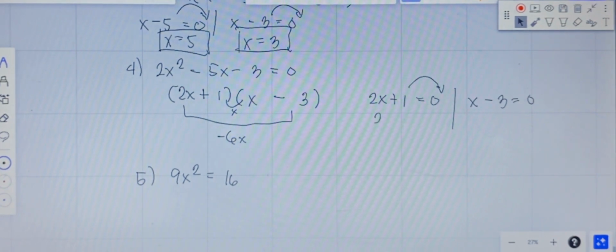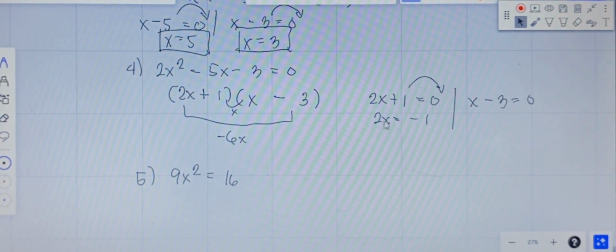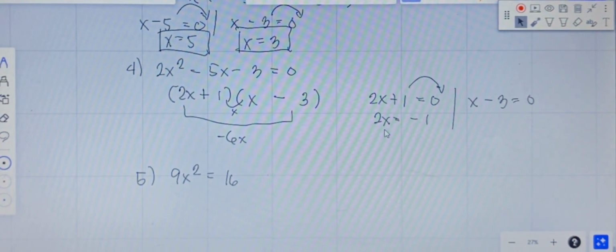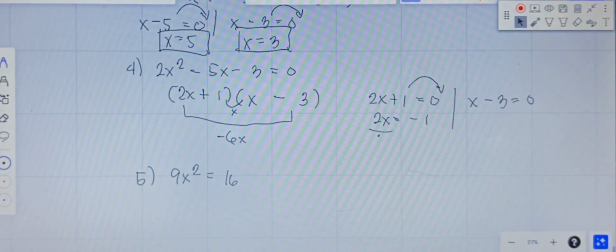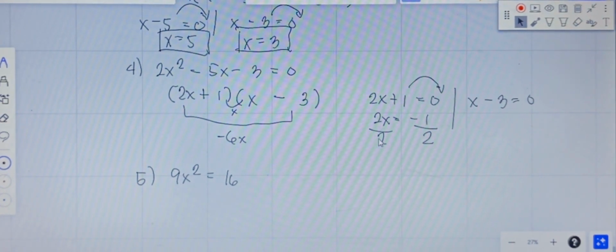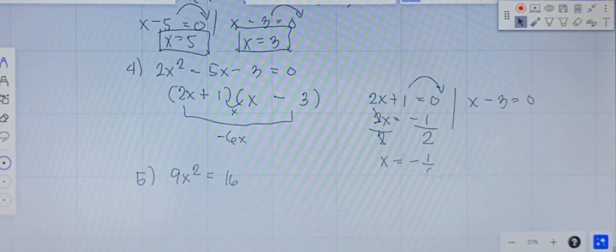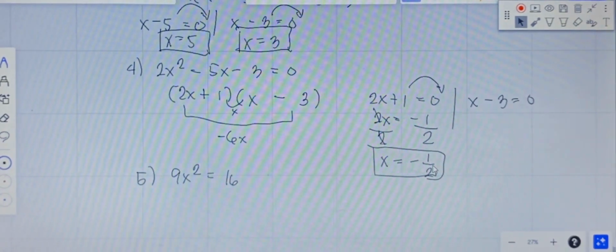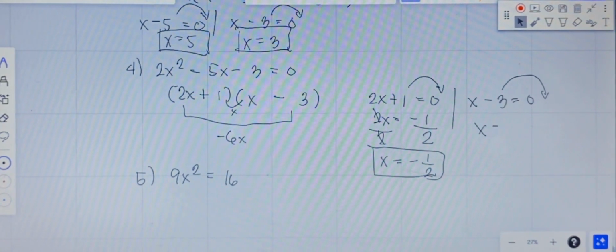Transpose it there. 2x is equal to negative 1. Then 2x means 2 times x. And since we're looking for x, we have to remove that 2. Since that's multiplication, the only way to remove that is by dividing it by the same number. But don't forget to divide the other side. What you do on the left, you should do on the right. So basically, this will be cancelled. 2 over 2 is 1. So x is equal to negative 1/2. And this one, if you transpose it to the other side, minus will become a plus, so x is equal to 3.